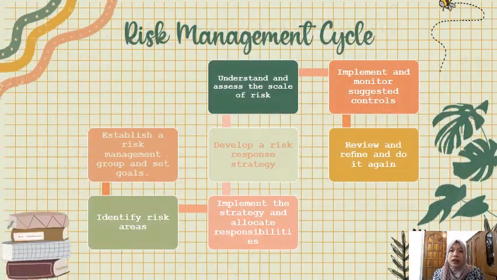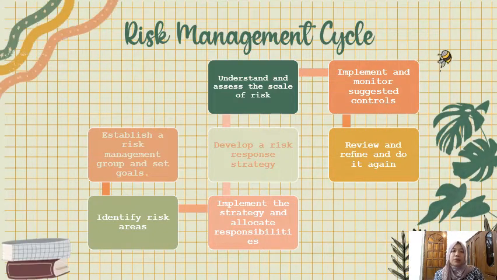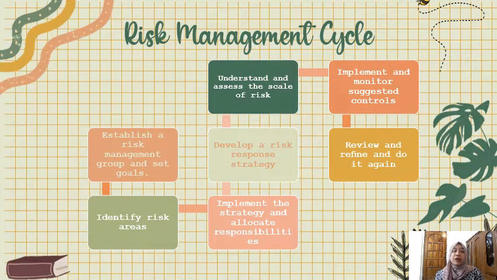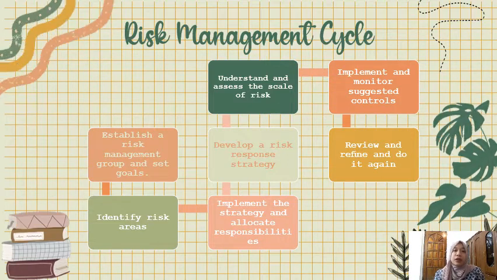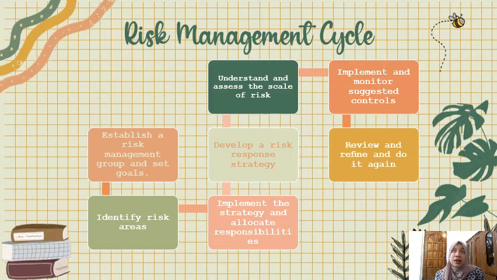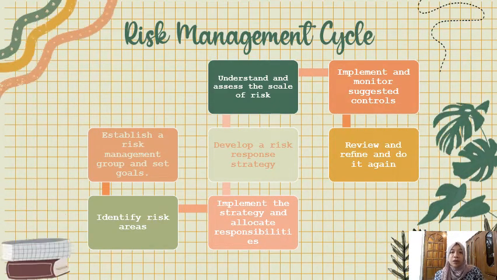And then finally, let us discuss the risk management cycle. So, the very first step is to establish a management group and set goals. A risk management group should be established whose task is to facilitate and coordinate the overall risk management process.